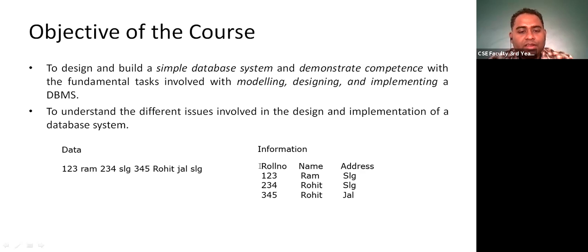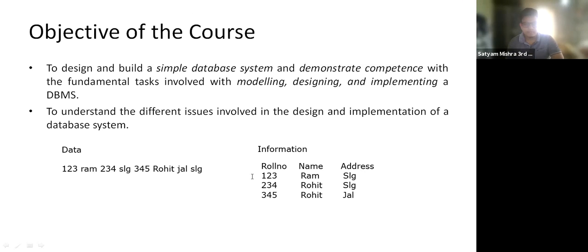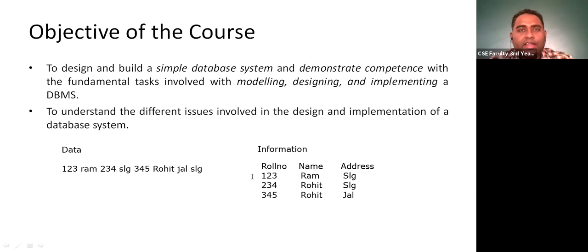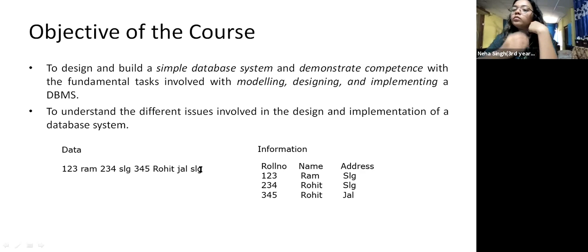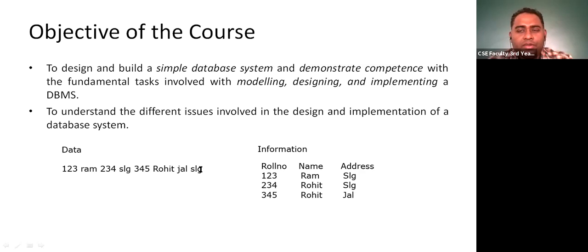Is it clear to everybody, the data and information? Yes, sir. Okay. So what Neha said, that data are basically the raw facts and figures. Then I explained to Satyam what these raw facts are. And what are the figures? It may be a diagram, an image, or a video. So you should have a proper justification of your answer. Is it clear?